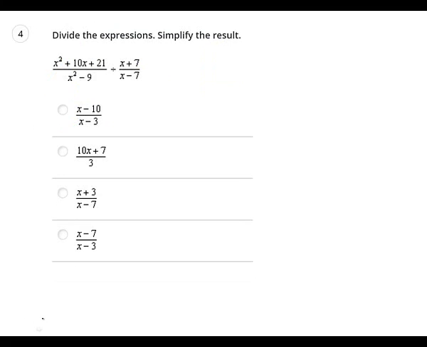All right, divide. Okay, so I'm going to do a couple of things at once. What does that mean to do with this second part? Flip it. Flip it and switch to what?